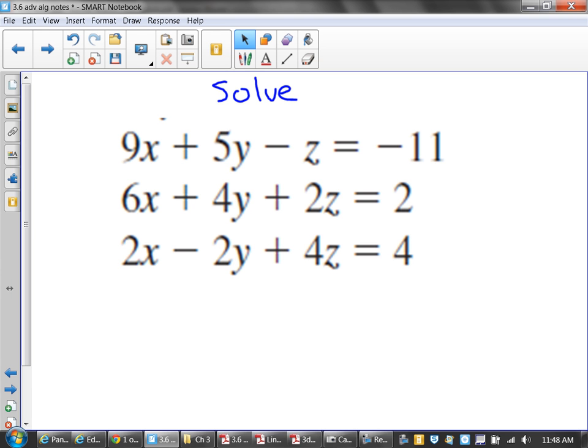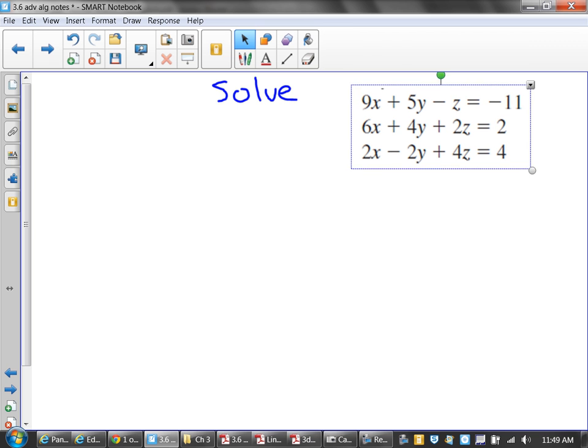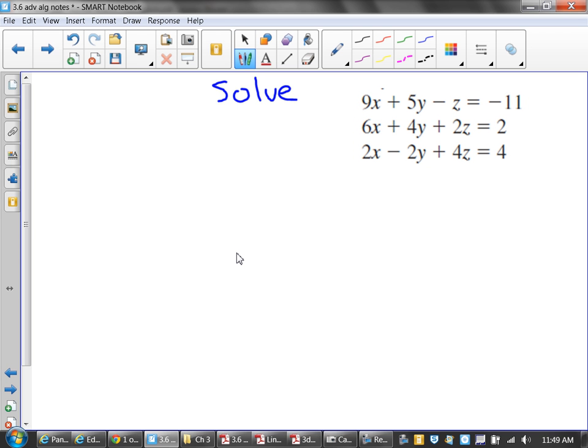No, guys, you can eliminate whatever you want. All I'm saying is, if you see alternating signs, just go with that one. This one has a coefficient of 1. Make your life easier. Where did you start? So, I'm going to eliminate z.